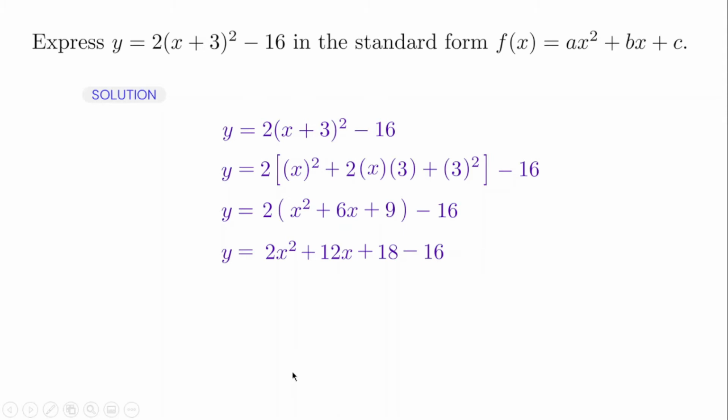Next, we combine similar terms. So y equals 2x squared plus 12x, and positive 18 minus 16 is positive 2. So the standard form for y equals 2 times the quantity x plus 3 squared minus 16 is y equals 2x squared plus 12x plus 2. Again, take note, y can be replaced by f of x.